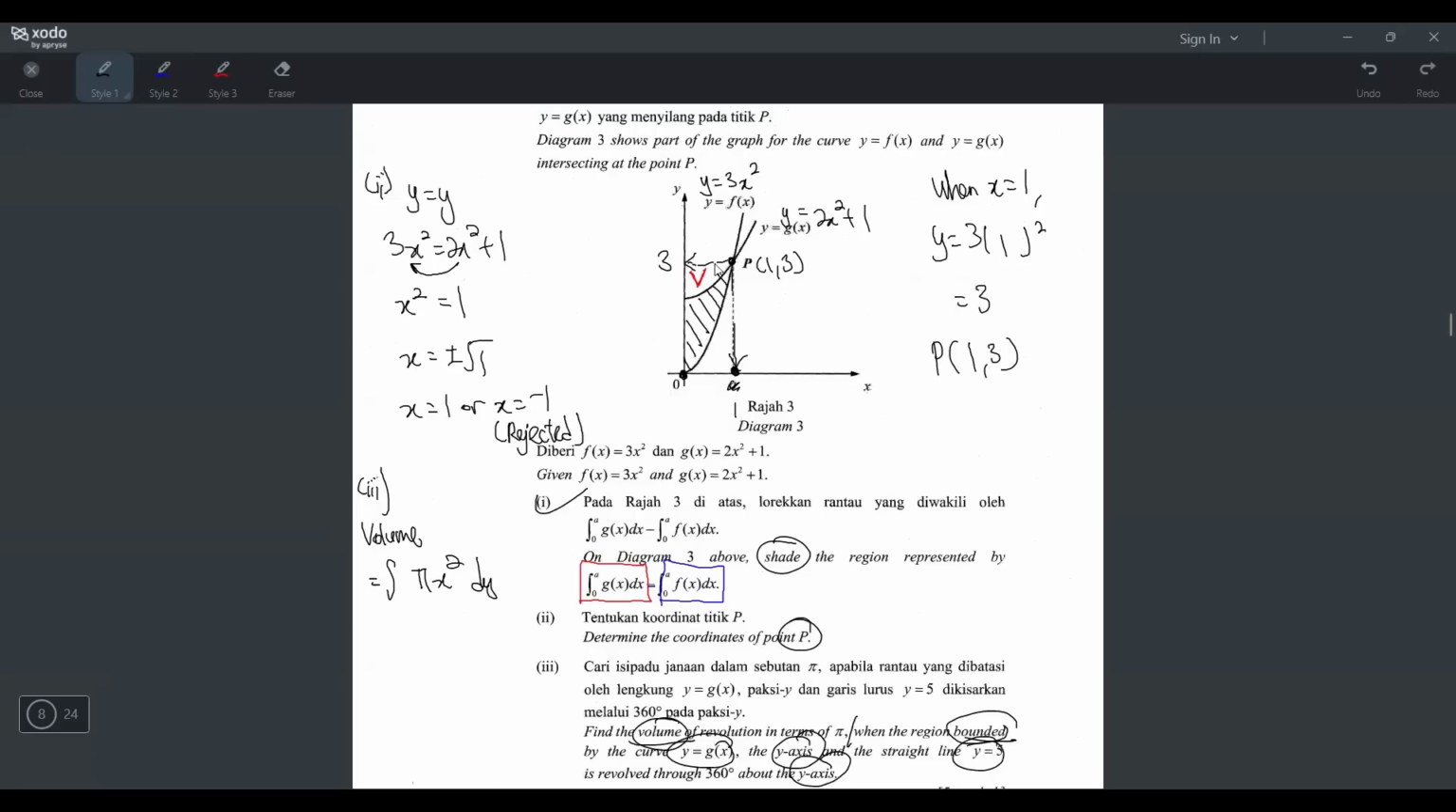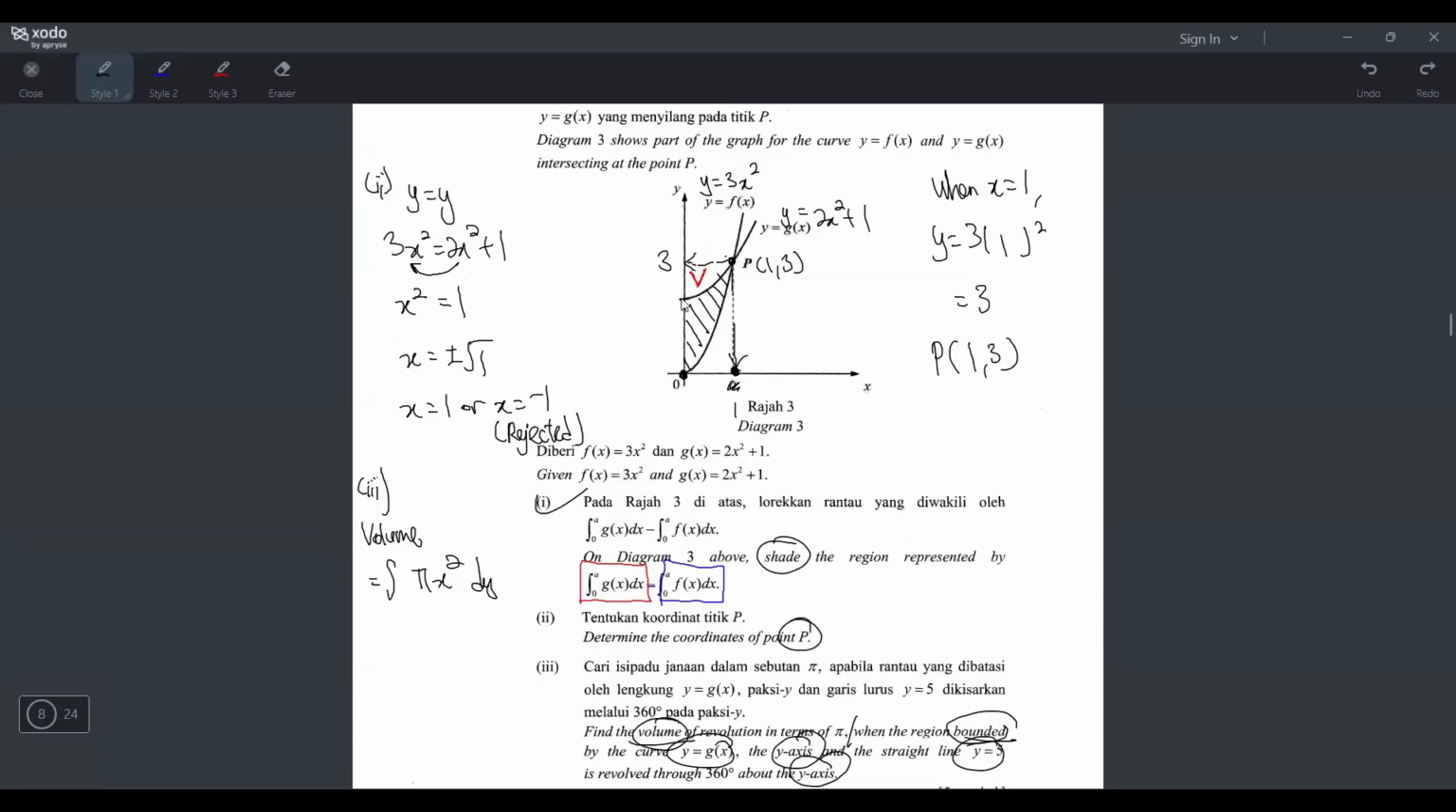And since your region is already in between the curve and the y-axis, you don't have to take something minus something. The region is already close to the y-axis, so you don't need to take something minus something or anything. Straight away just integrate as usual.